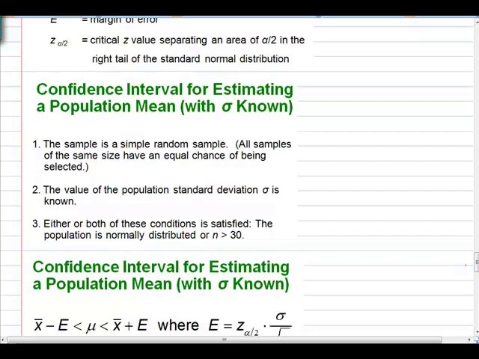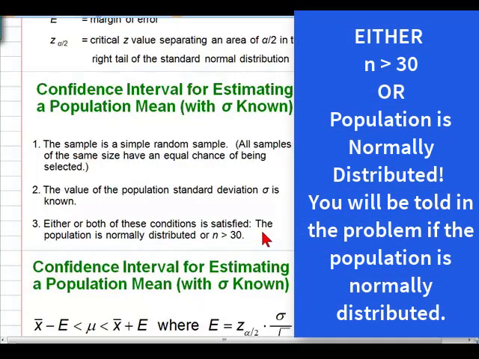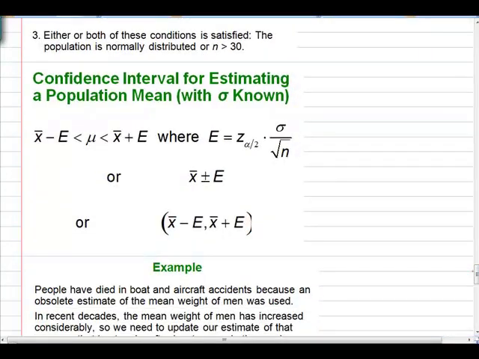If we know sigma and we're estimating a population mean, it still has to be a simple random sample. The value of the population standard deviation has to be known, and either the original population is normally distributed or your sample size is at least 30. So for a confidence interval for estimating a population mean with sigma known, we go through the exact same process, but now our error is calculated using a z-score. So we can use a normal distribution, not a t-distribution.